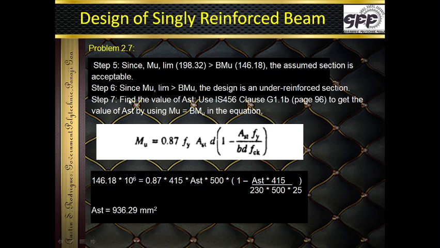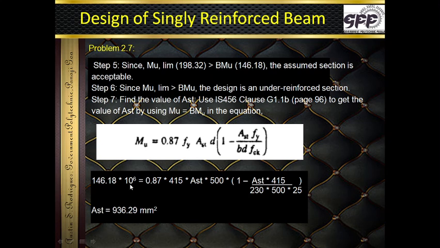If it is an under reinforced section, go to step number 7, find the value of AST. Use G1.1b on page 96 to get the value of AST. In this formula, Mu will be replaced by the external acting bending moment. So having done that, write Mu as external acting bending moment. This is 0.87, Fy is 415, AST is the one which we are trying to find out. D is already calculated by us as 500. So 1 minus AST is to be found out. Fy is known, that is 415, B is 230, D is 500, and FCK is 25.